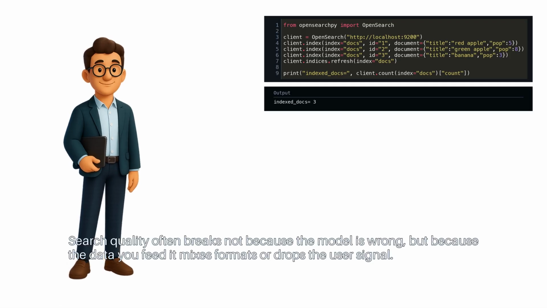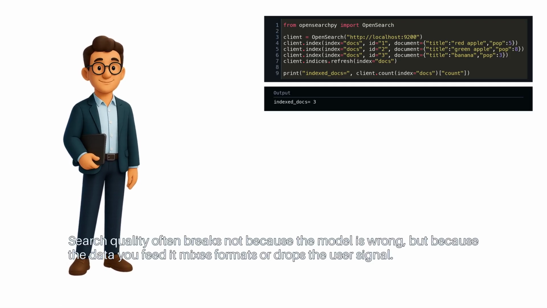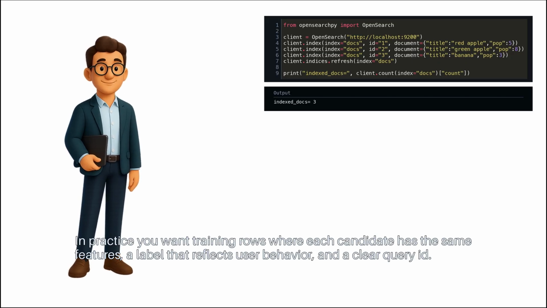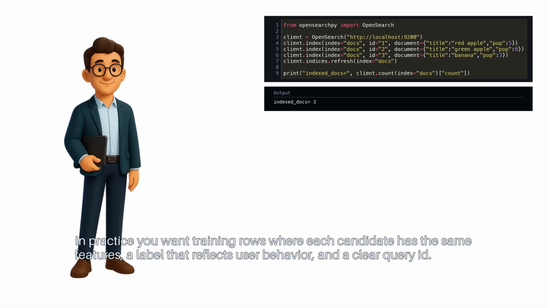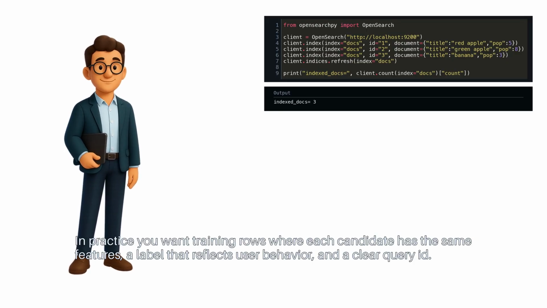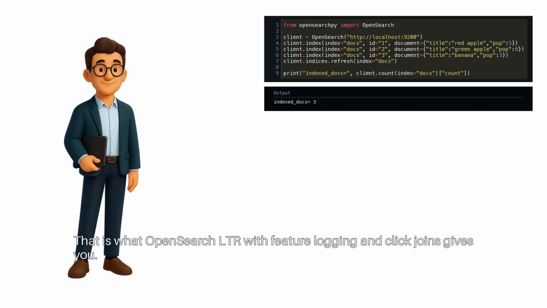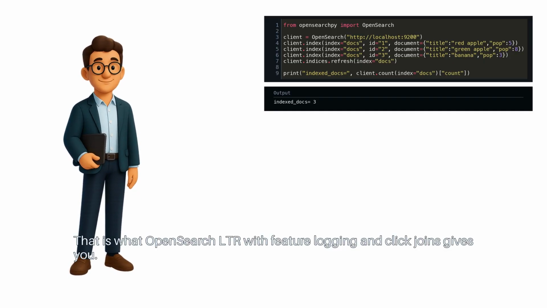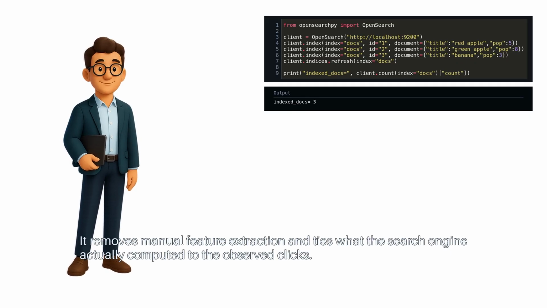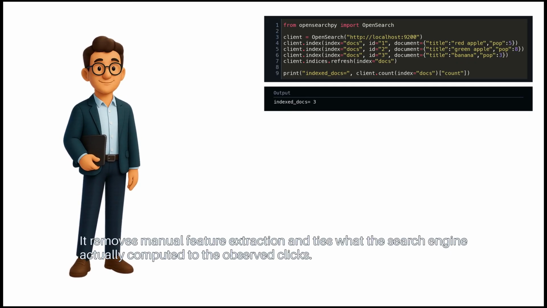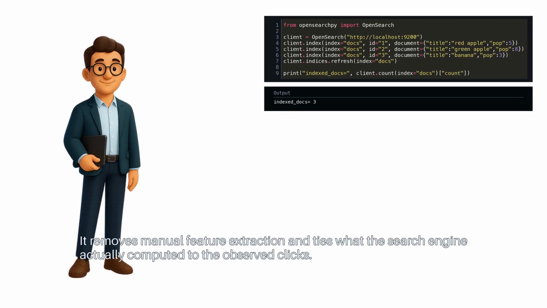Search quality often breaks not because the model is wrong, but because the data you feed it mixes formats or drops the user signal. In practice, you want training rows where each candidate has the same features, a label that reflects user behavior, and a clear query ID. That is what OpenSearch LTR with feature logging and click joins gives you. It removes manual feature extraction and ties what the search engine actually computed to the observed clicks.